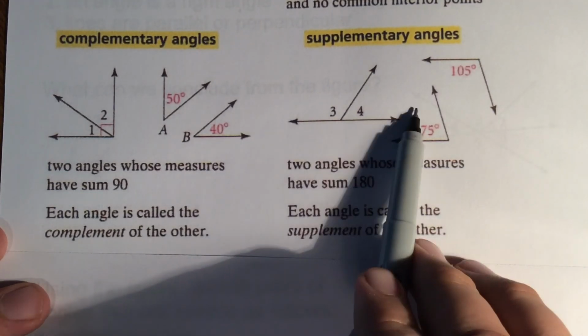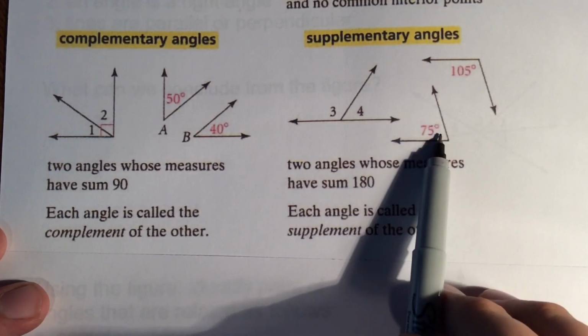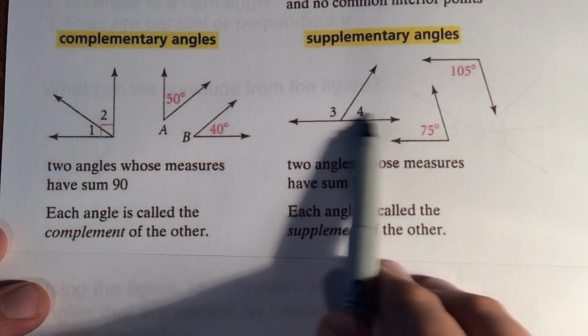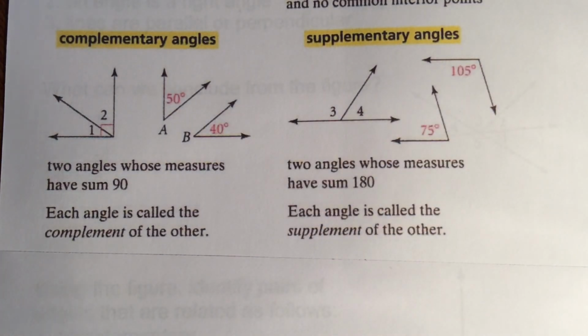Supplementary angles are going to add to be 180. So if one's 105 and one's 75, together they make 180. As long as they're sharing that side, they are supplementary angles.